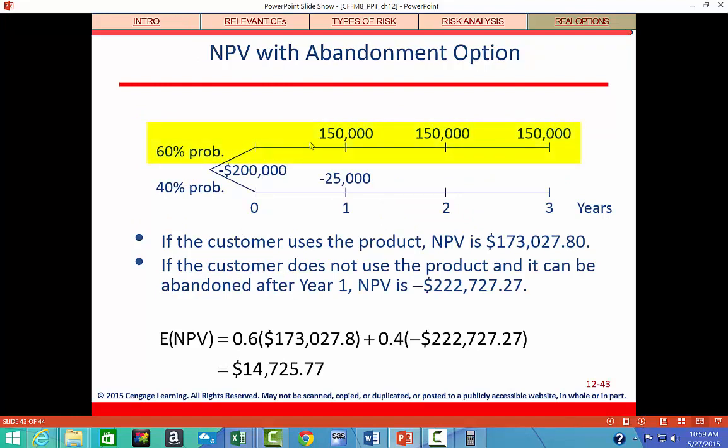If it's successful, obviously you keep going with the project and hope for the positive NPV. But if it's not successful, then after year 1, you just abandon the project. Now we calculate the expected net present value considering the abandonment option, and we get a positive $14,725. So this would mean that we should accept the project, just knowing that there is a 40% risk that we could have a negative $222,000 in terms of taking away shareholder value.